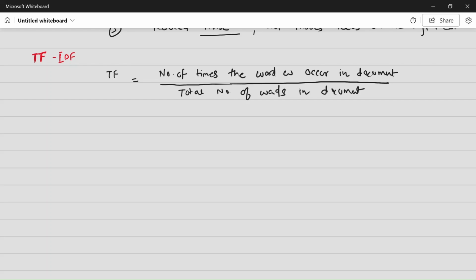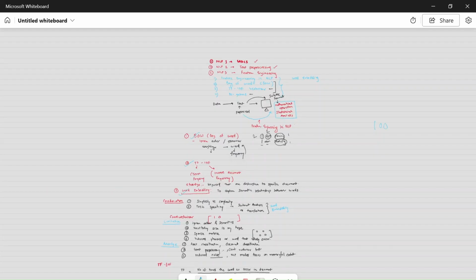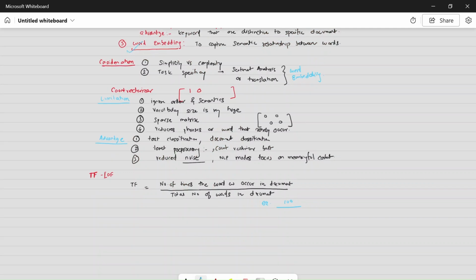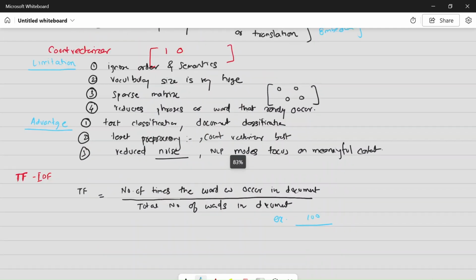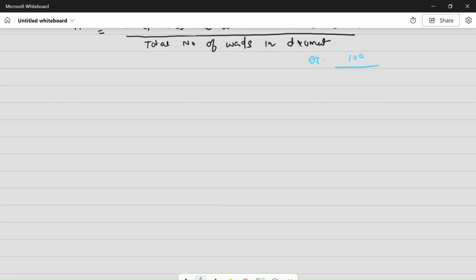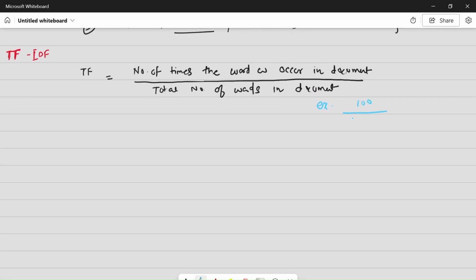Let's take one example. Let's say there is a word called V that appears 100 times in the document, and the total number of words is 1,000. So what will be the frequency? It will be 0.1 frequency for that word called V.